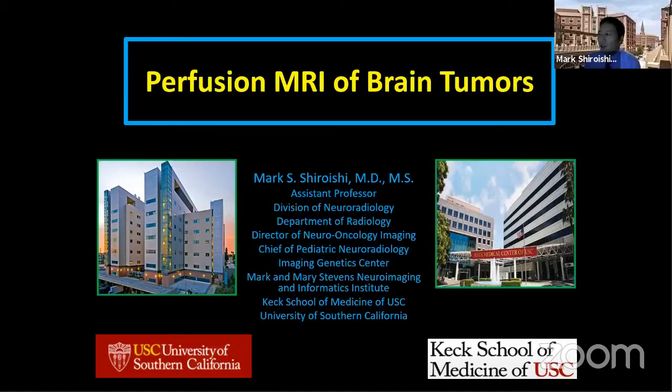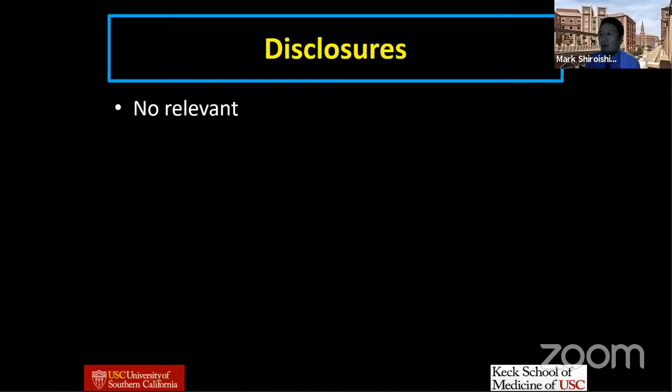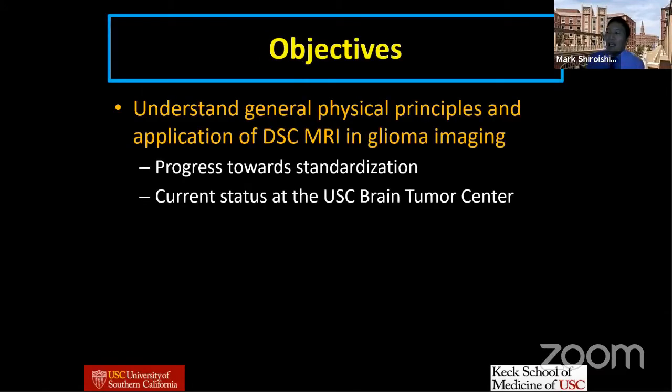Okay, thanks, Dr. Musella, and thanks for the kind invitation to speak to you all today about a rather technical topic. I'm going to try to make it as understandable for all of you as possible. We're talking about perfusion MRI of brain tumors. I have no relevant disclosures. I'm just going to talk about some of the general principles and applications, particularly as it relates to glioma imaging, and talk about the importance of standardization and how some of the advances in how we do perfusion imaging has impacted us at USC.